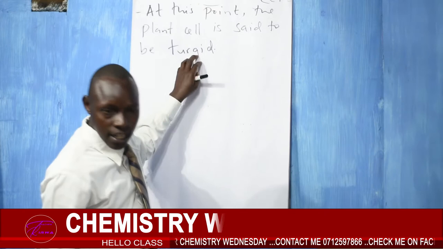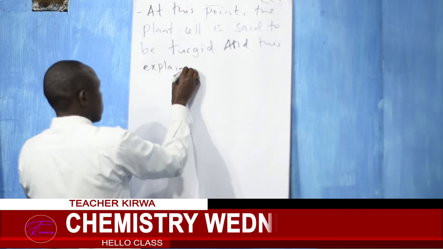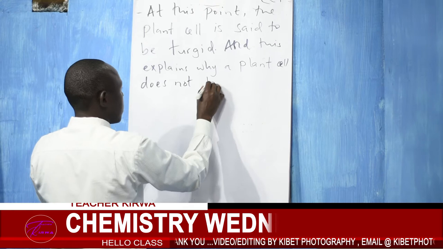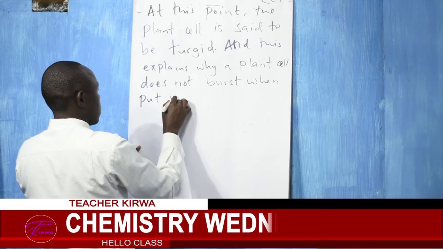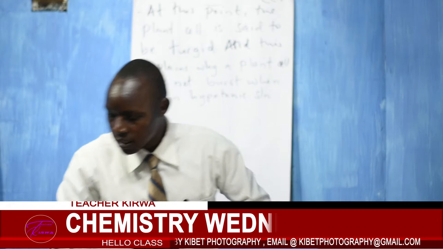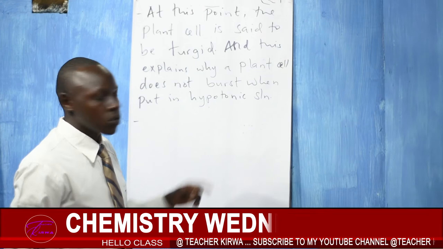This also explains why a plant cell does not burst when put in hypotonic solution. A plant cell does not burst because it contains the cell wall. The cell wall helps to push the pressure back. That is called turgidity. The cell is said to be turgid.